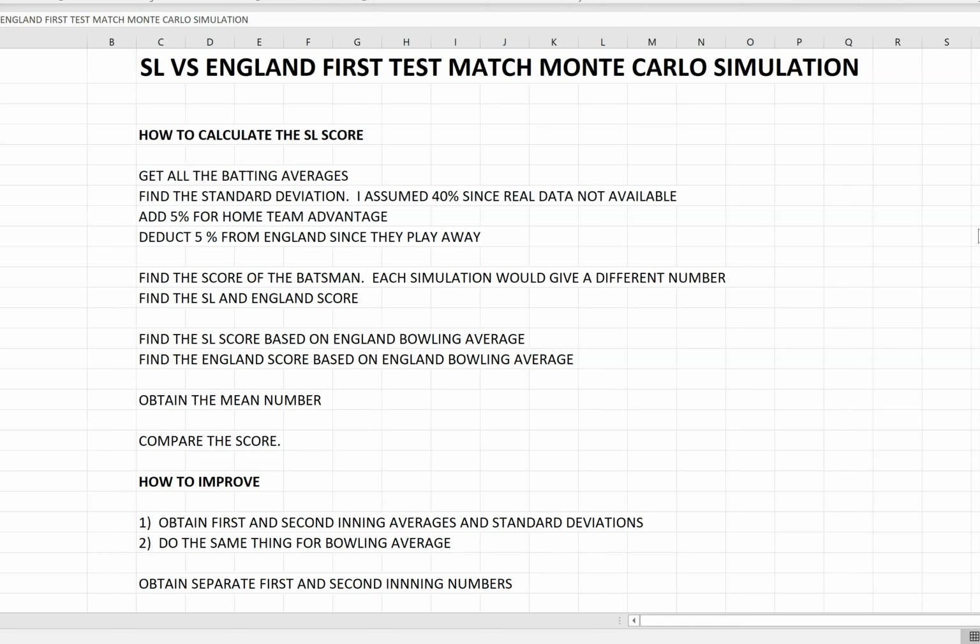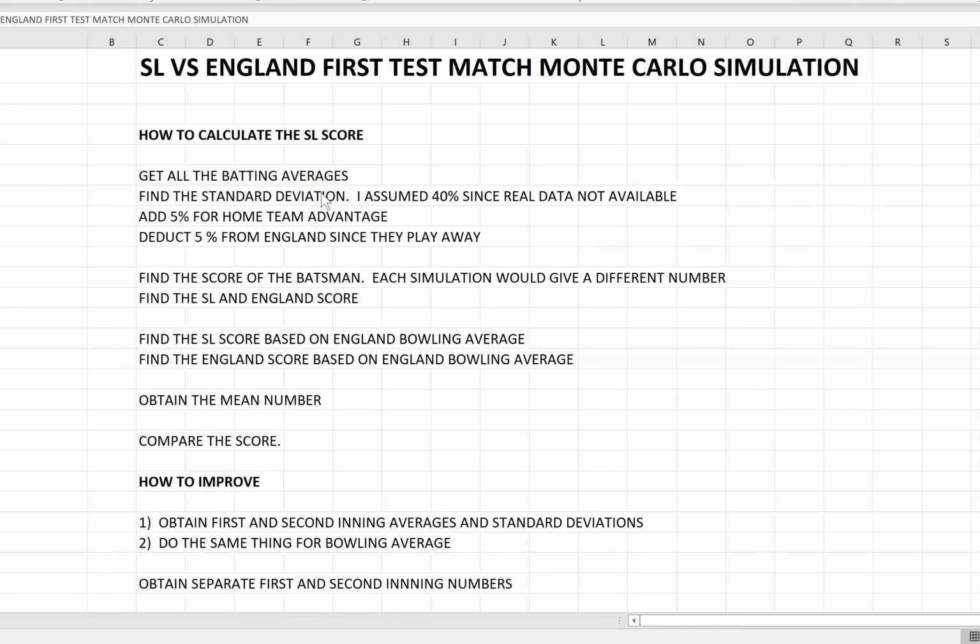So I thought about it, and basically we have to find what is the possible score that England and Sri Lanka would score. So there are two innings. This is how I went about doing it. This is the simplest way. So you have all the batting averages of the batsmen. So you get the batting averages. And each person has a standard deviation.